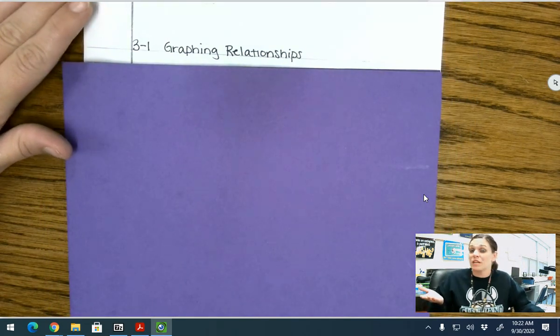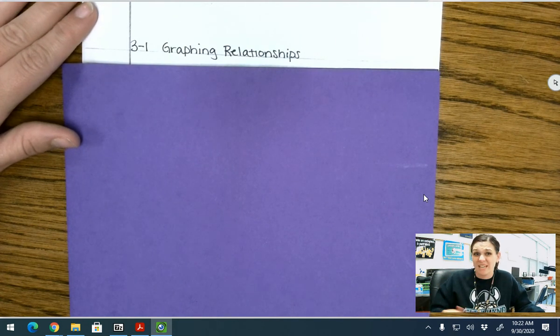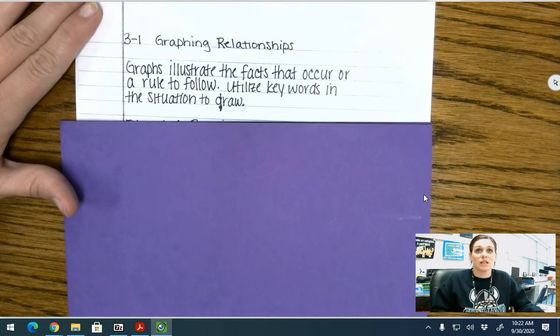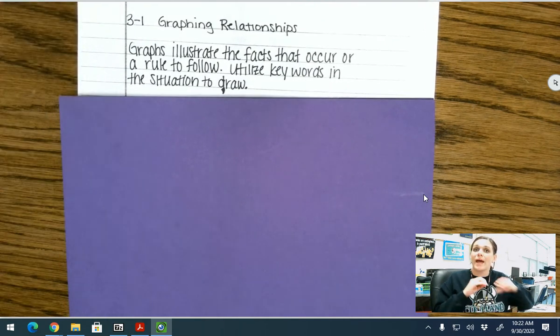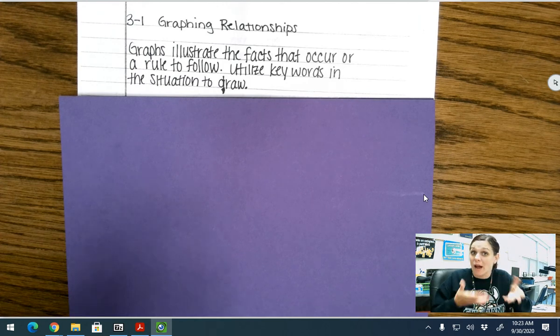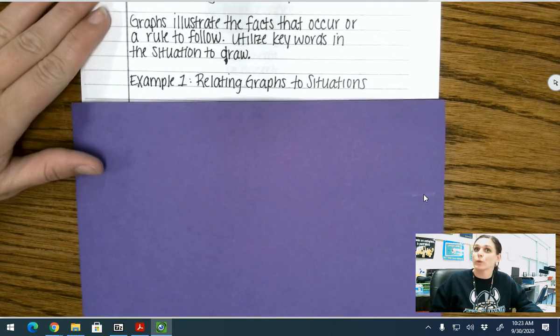So you can either be following along with me on your printed out notes or you can be writing them as well. These are story based, so you will be writing all of the details to it. All right, so the first thing that we need to understand is that when things get graphed, we're illustrating facts to follow a rule. We're following a story. We're following this procedure that's happening with our numbers and with our symbols. So we need to make sure we're utilizing these key words from our stories to make sure we can actually graph it appropriately.